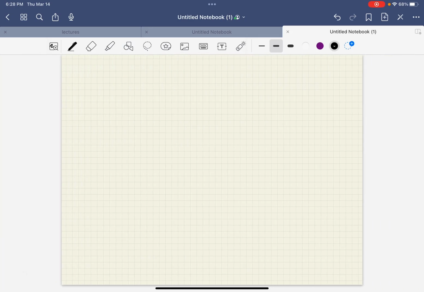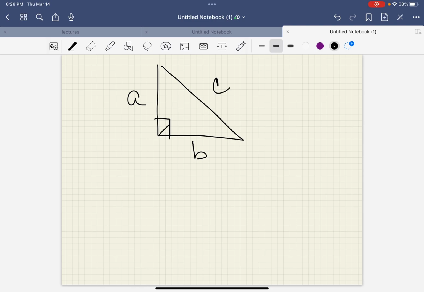Okay, so the next thing we're going to cover is the Pythagorean theorem. It only applies to right triangles. So if you don't know you have a right angle, you can't use it. The sides are A, B, C. Hypotenuse is C. So the Pythagorean theorem says A squared plus B squared is equal to C squared. Remember it, A squared plus B squared equals C squared.